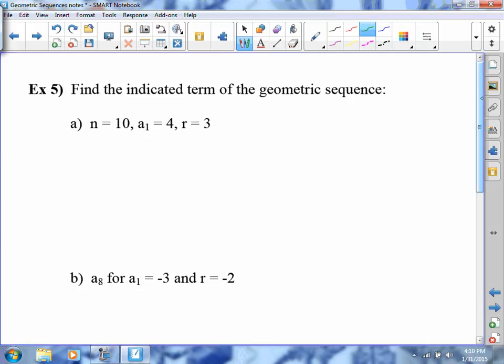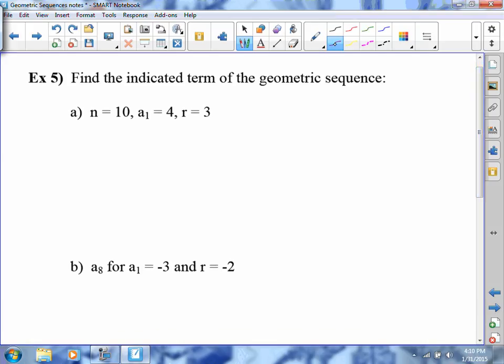Okay, example 5, last one. It says find the indicated term of the geometric sequence. So now they're going to tell us what n is. So we're still going to be using this equation, that a sub n equals a sub 1 times r to the n minus 1. And we're finding our 10th term. So if you want to do a sub 10 here, you can. You can substitute in the 10 for the n. They tell you your first term is 4. They tell you the rate is 3. And they want you to find the 10th term, so 10 minus 1.